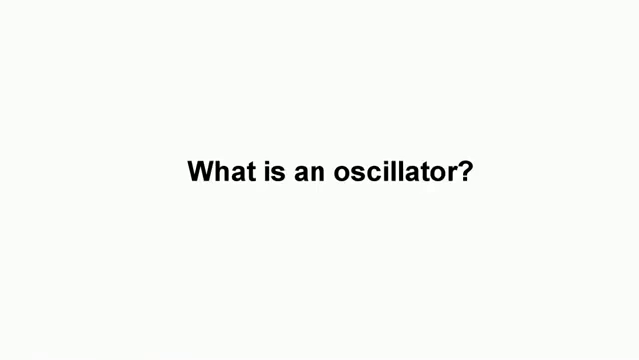So, what is an oscillator? An oscillator is something that creates oscillations. Oscillation is just a fancy word for something moving back and forth. If you have a swing moving back and forth, you can say that the swing is oscillating.